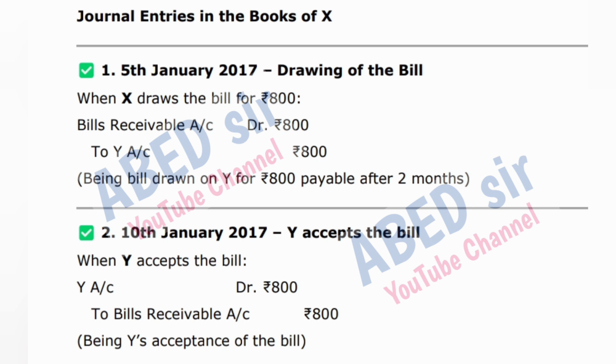2. 10th January 2017, Y accepts the bill. When Y accepts the bill. Y A/c Dr. 800 rupees. To Bills Receivable A/c 800 rupees. Being Y's acceptance of the bill.